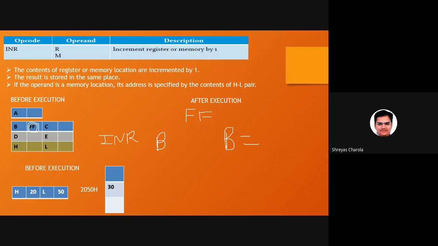1FF. Anyone else want to give the answer? After F, which is the next number?